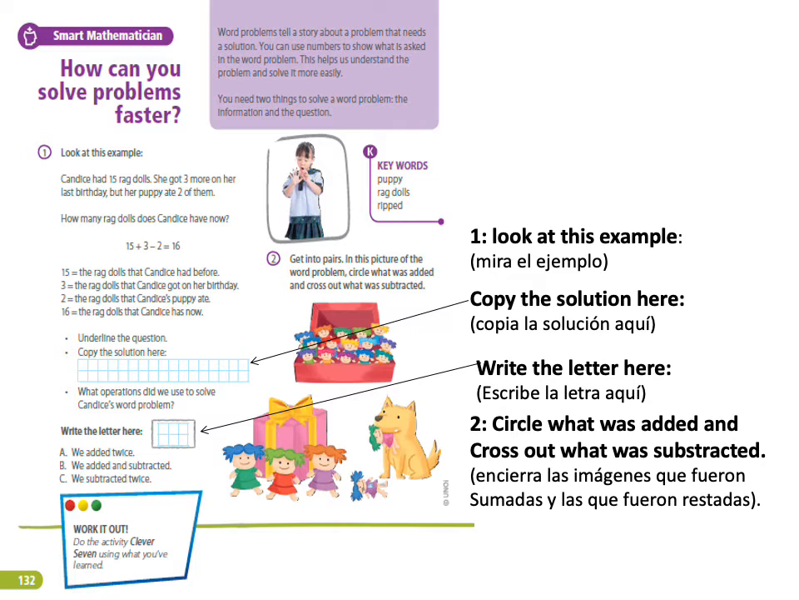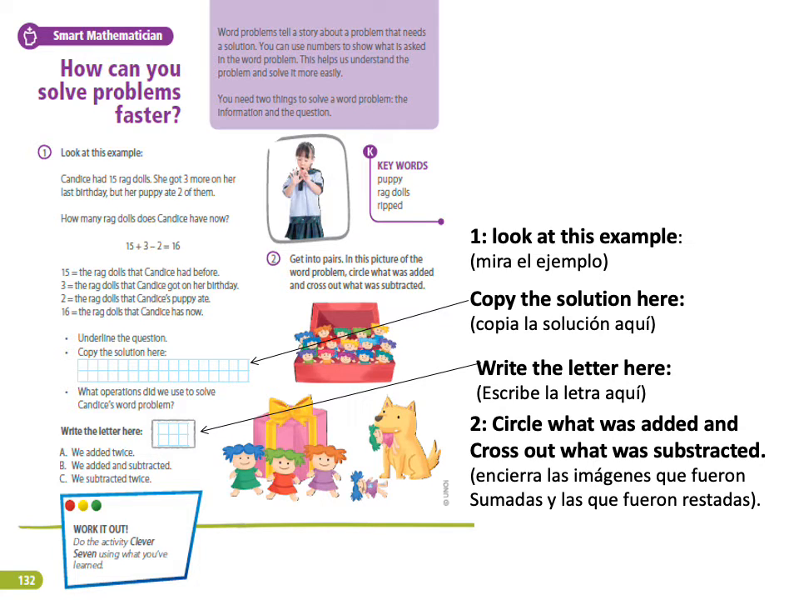Now it says, underline the question. So you are going to underline the question in the paragraph before. And then copy the solution here. You're going to copy the solution. What is the solution? So the math, the plus minus: 15 plus 3 minus 2 equals 16.